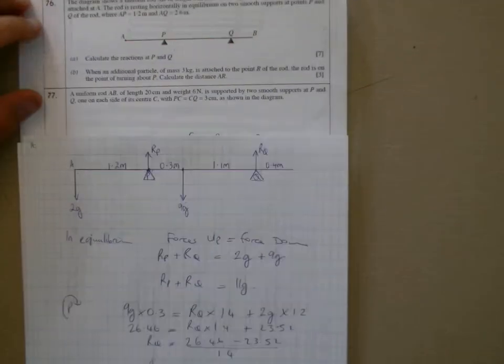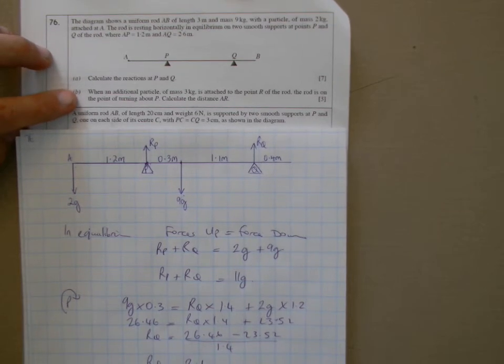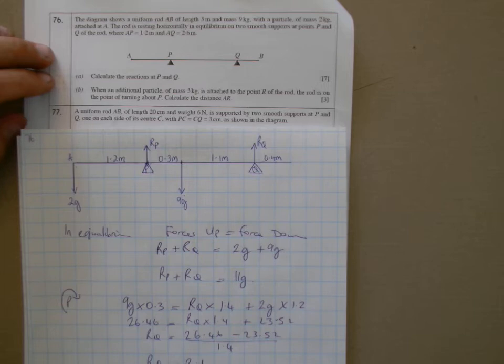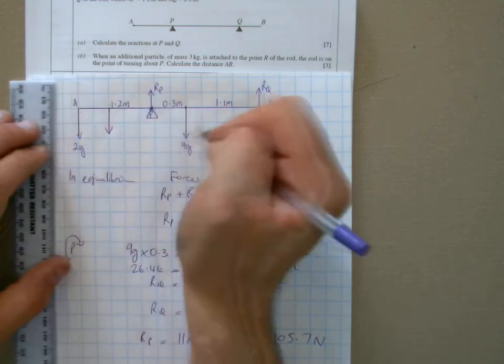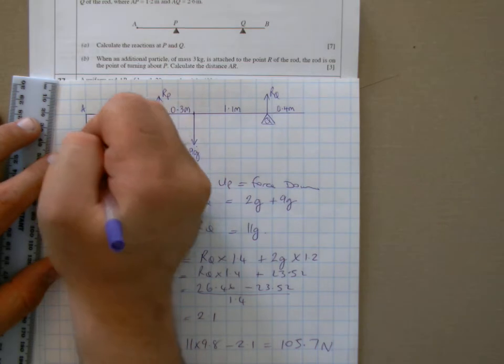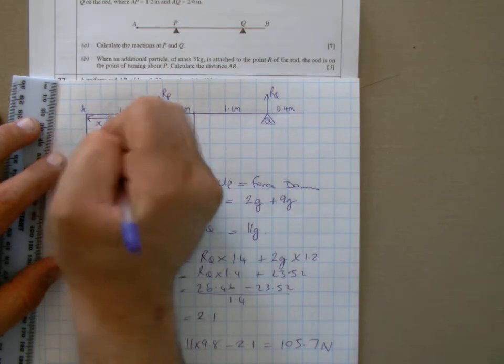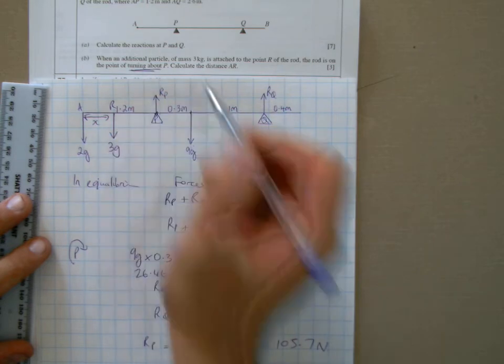Part B then says, when an additional mass of 3 kilograms is attached to the point R on the rod, it is on the point of turning about P. Calculate the distance AR. So basically now we've got this mass of 3 kilograms added at the end there, and we want to know what this distance is here, X to R. But it says it's on the point of turning about P.